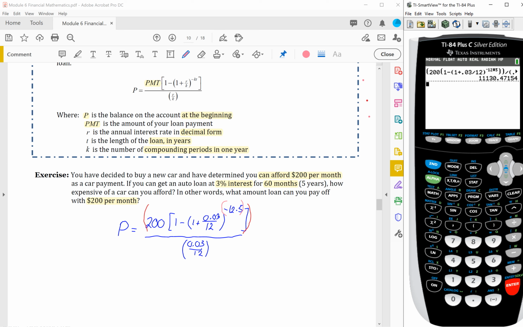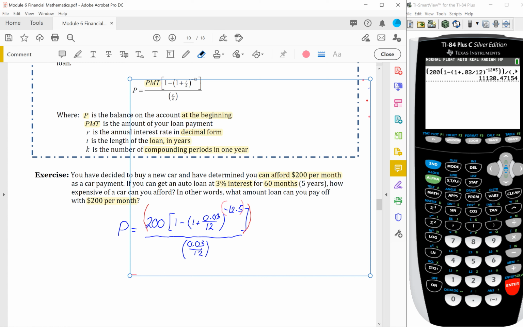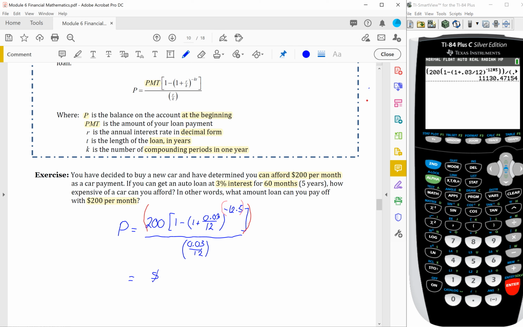Okay. I get a principal, or an initial balance of a car, to be $11,130.47. This is the price of a car that you can buy and end up having your $200 monthly payments.